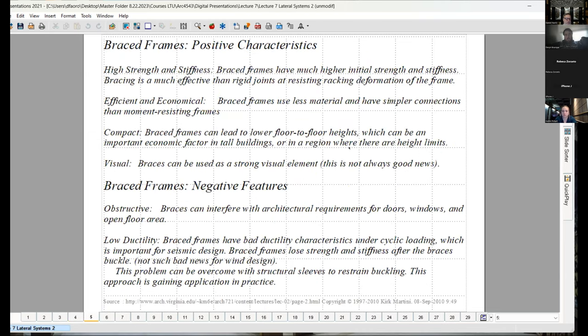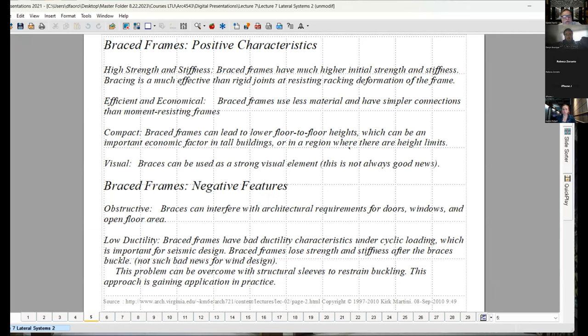Brace frames, positive characteristics: high strength and stiffness. Brace frames will have lower drift associated with them than rigid frames. Higher initial strength and stiffness. Bracing is more effective than rigid joints at resisting frame racking and cyclic loading. They're efficient and economical. Brace frames are generally considered to use less material and have simpler connections. Compact brace frames can lead to lower floor to floor heights. That can be an important factor in a taller building. Visual braces could be a strong negative or positive element or expression.